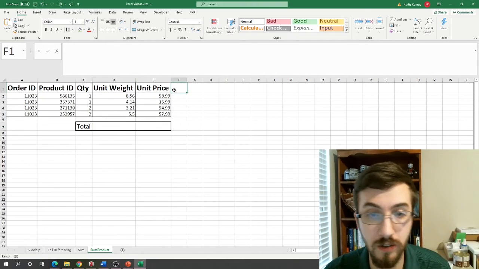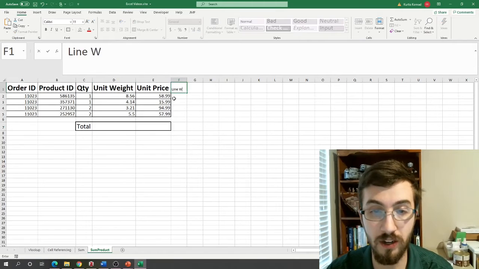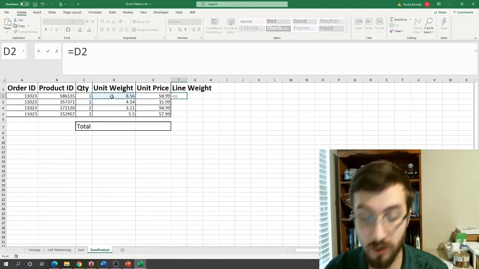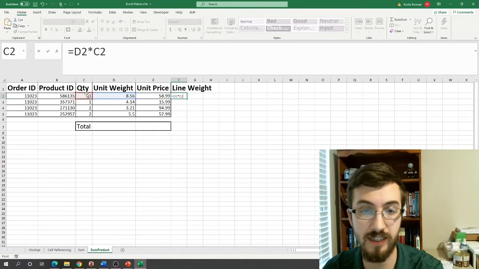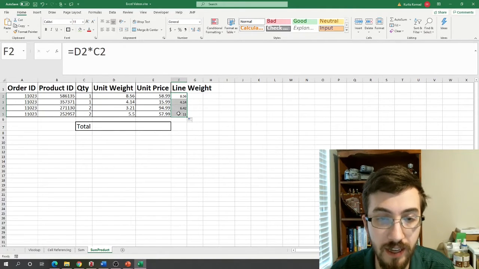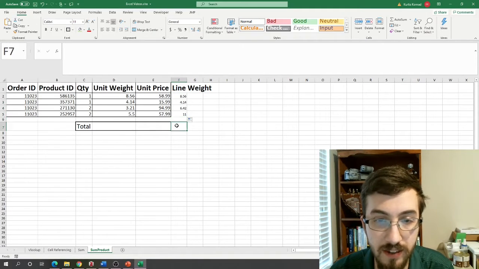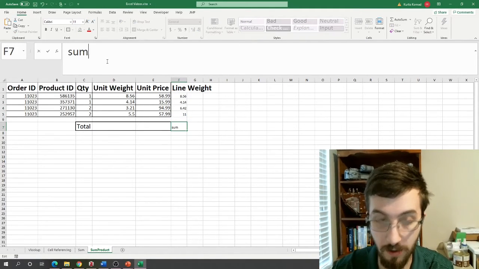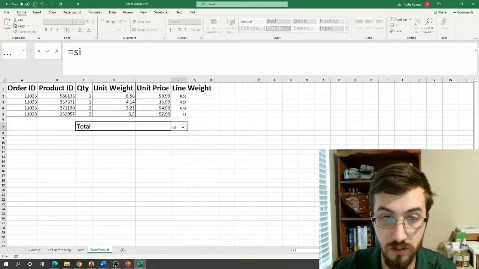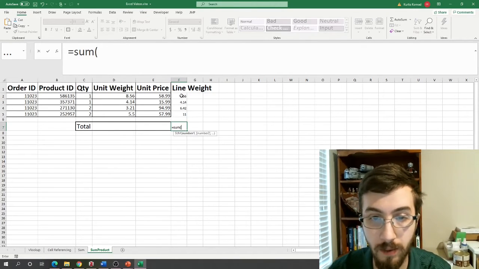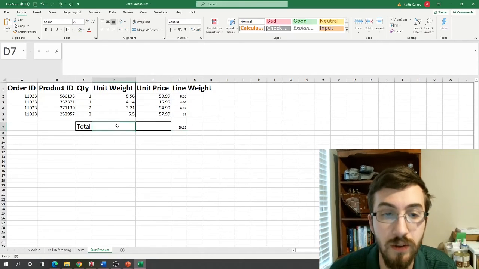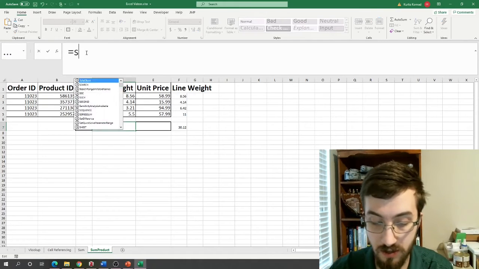So what we could do is add a new column, call it line weight. Maybe this line weight would be the unit weight times the quantity. We can do that, and that gives us weights for that line, and then we could sum that up, equals sum of those line weights. And that's great. That does get us to the right answer. But we want to use the SumProduct.